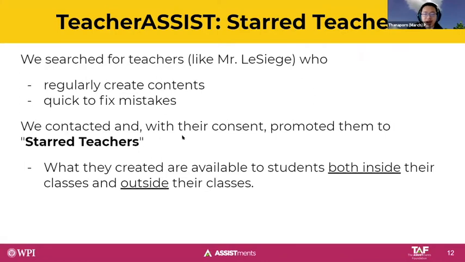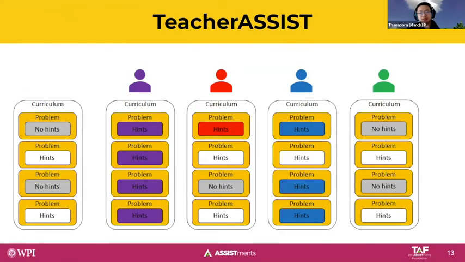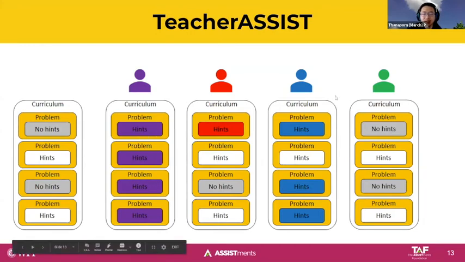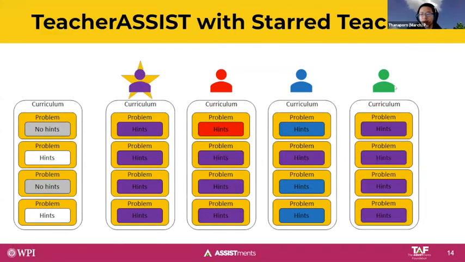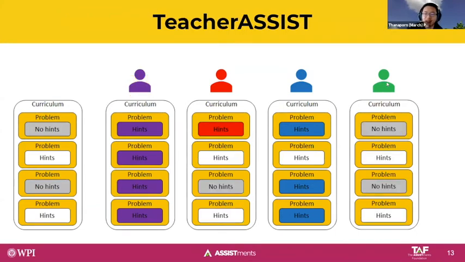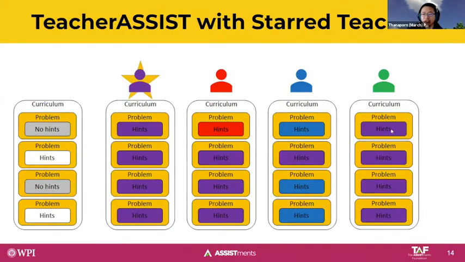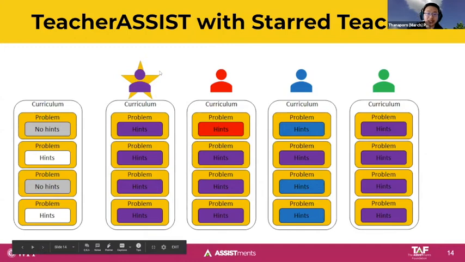After that, we looked at teachers who regularly create content and are quick to fix mistakes, and with their consent, we promoted them to what we call star teachers, where their hint messages are crowdsource-enabled and available to students outside of their classroom. So for example, let's say the purple teacher creates 4 hints and so on. With star teachers, when the green teacher comes in, since the green teacher did not create any hints for their students, students from the green teacher will receive the hints from the star teacher, in this case the purple teacher.